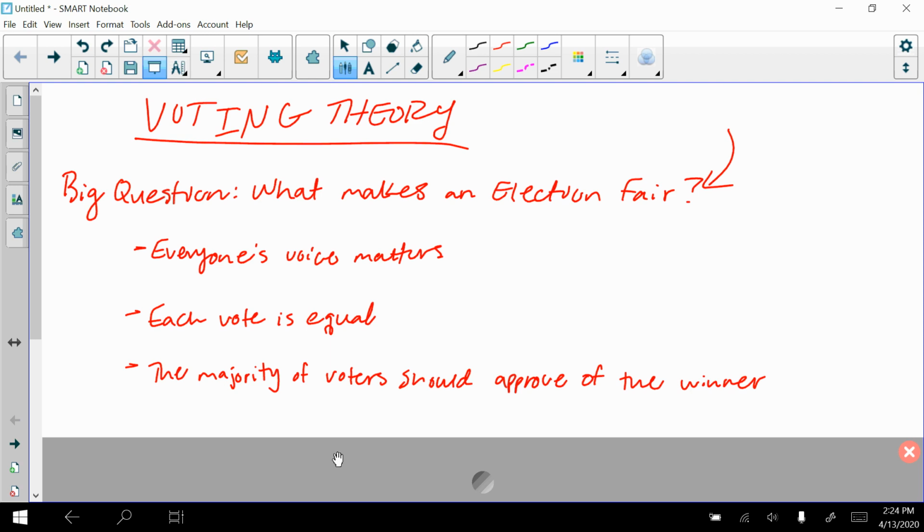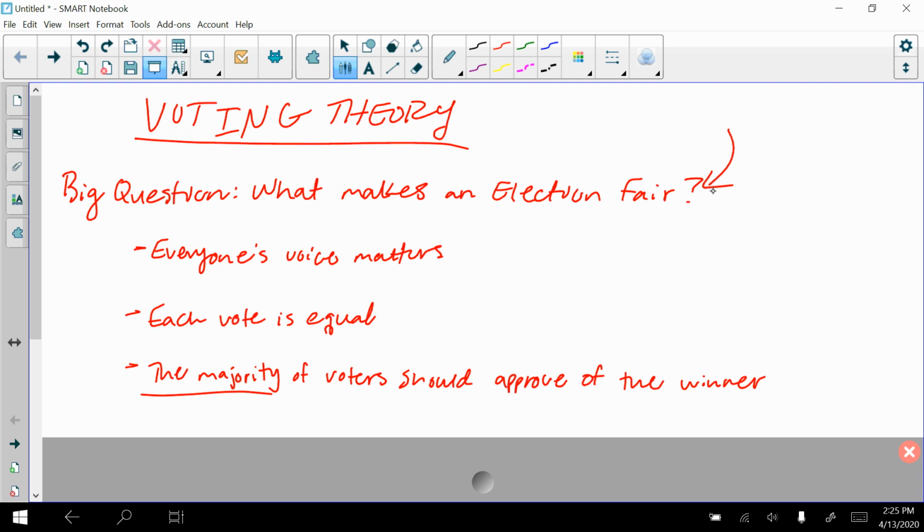In the past, when I've taught this class, here are some of the things that students always answer that question with. Everybody's voice should matter for an election to be fair. Totally makes sense. Each vote should be equal, so your vote should not be any more significant than my vote, otherwise that wouldn't be fair. And students have also said that the majority of voters should approve of the winner. It wouldn't make sense to have a winner of an election if a fraction of the voters actually want them to rule. So we're going to try to flesh out this question as we move along this unit about what makes an election truly fair.